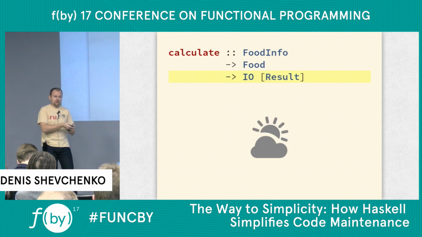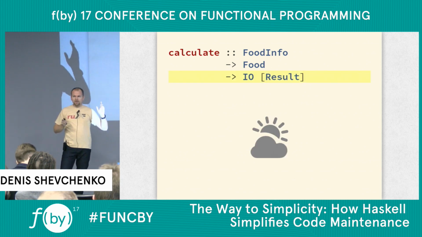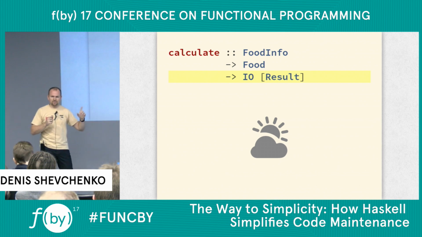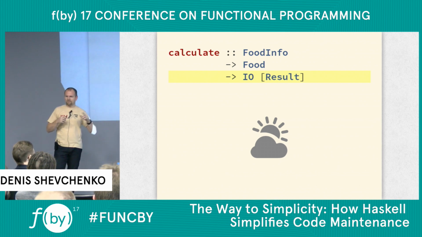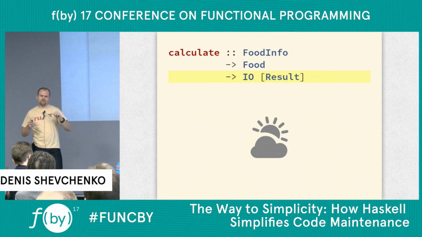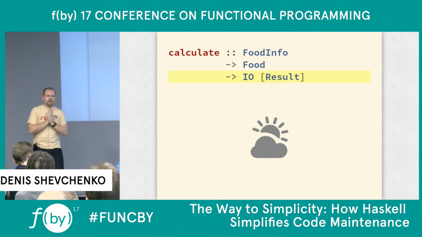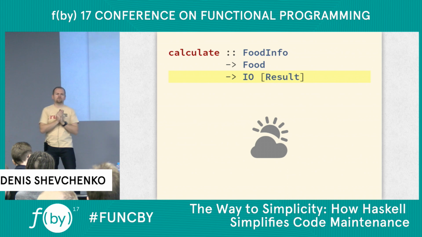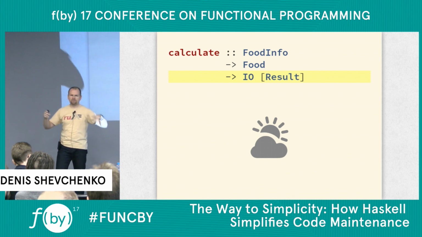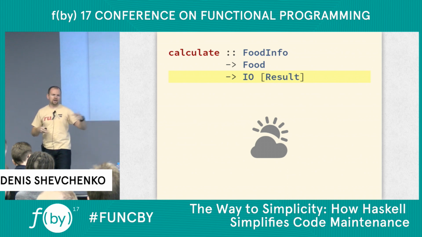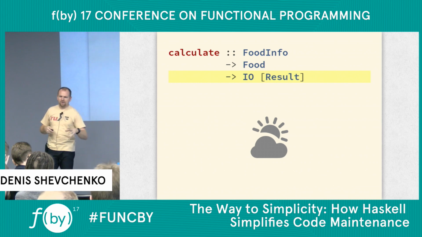But if we do something like this, in this case the weather is worse because we see I/O. I/O is a big black hole, and if we have I/O, this function tells us, well, I can work with the dangerous universe, with files, with inputs, with databases, so be careful with me.